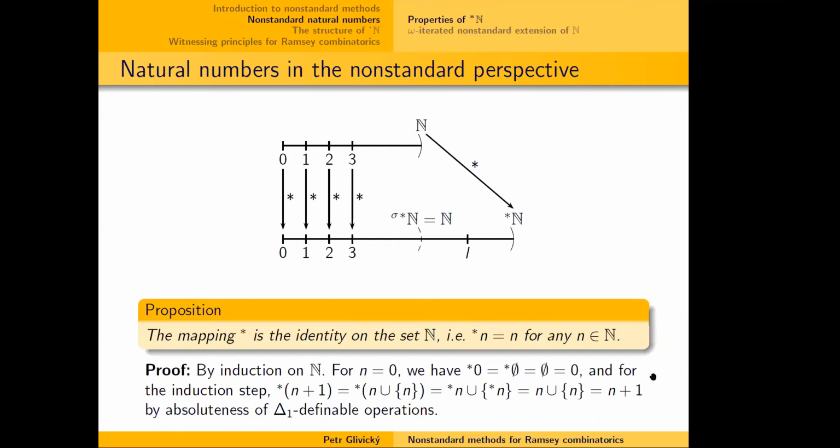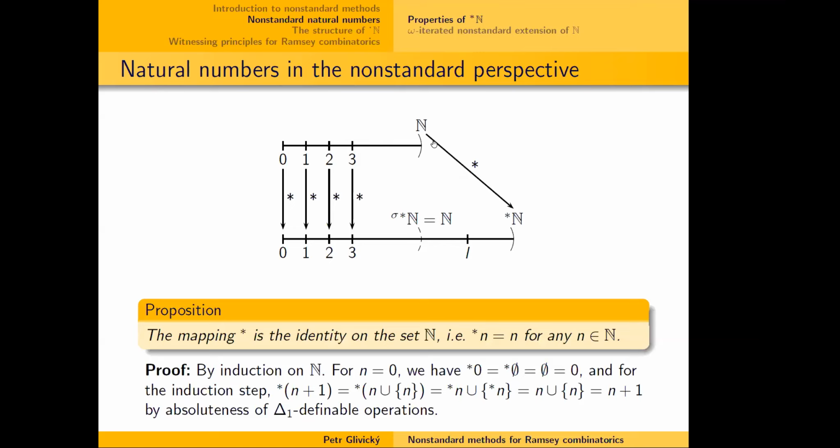This is very easy to prove just by induction using the absoluteness of delta one definable operations. So the proof is written here. I will very quickly go through. The first step of the induction is for zero. Star of zero is by definition the star of the empty set, and because the empty set is delta one definable and operations are star absolute, this is exactly equal to the empty set, which is again zero. And the same thing goes for the induction step, where star of n plus one, again by the set theoretic definition of what n plus one is, we see that only delta one definable operations are used. So we can use the star absoluteness for these operations and see that it's equal to n plus one. So star is identity on the set of n.